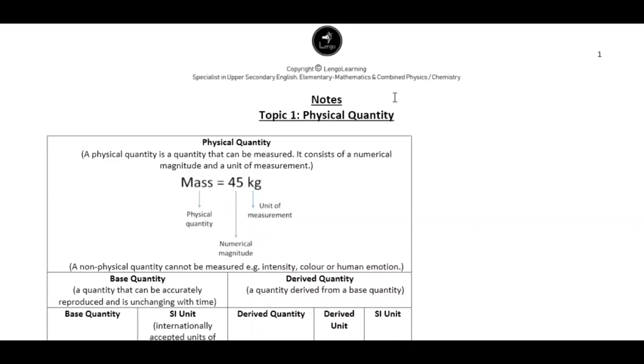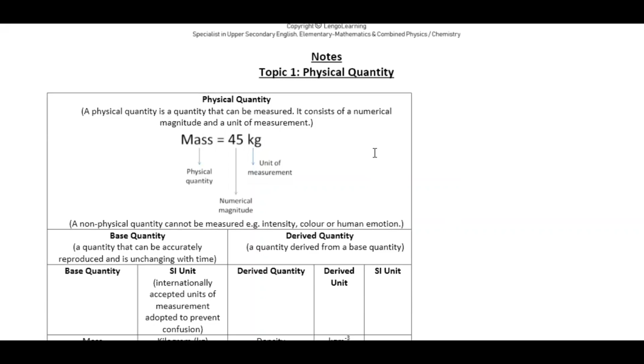Okay, hello everyone. In this video, we'll begin on the first topic in physics, which is the topic on physical quantities. So let's learn the definition of a physical quantity. A physical quantity is a quantity that can be measured. So it's basically something that can be measured.